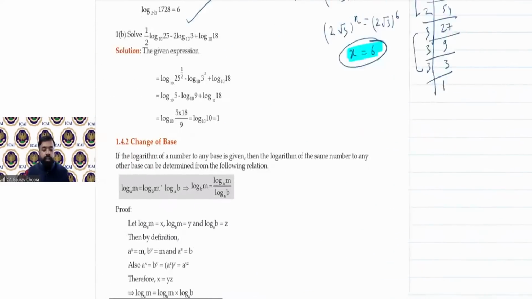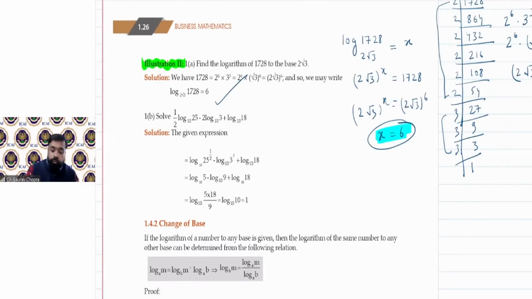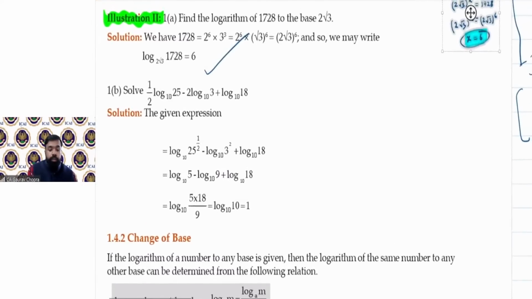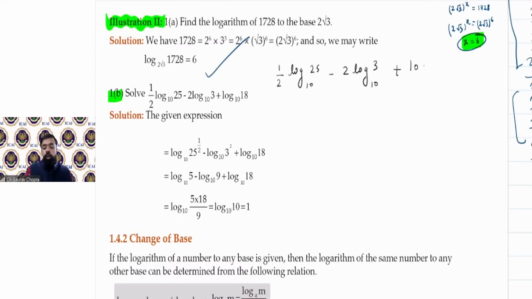So let us try this example. Illustration number 2, part B. The question says 1 by 2 log of 25 base 10 minus 2 log of 3 base 10 plus log of 18 base 10.